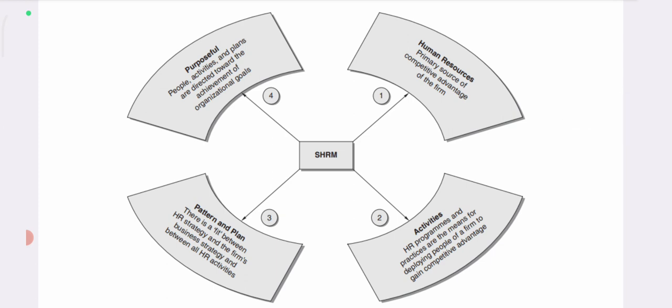SHRM can be defined as purposeful human resource activities, patterns and plans. Purposeful: people activities and plans are directed towards the achievement of organizational goals. Human resources are the primary competitive resources, and activities, programs and practices are the means for deploying the people of a firm to gain competitive advantage. And then pattern and plan: there is a fit between HR strategy and the business strategy, and the business HR activities.